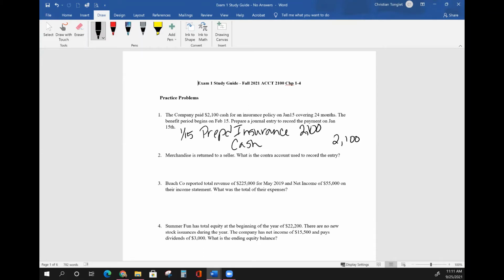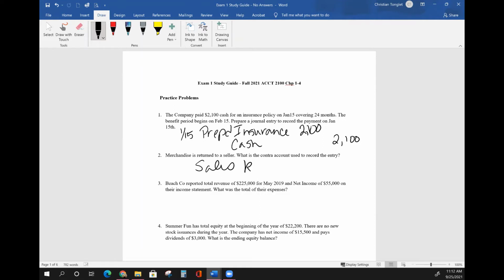Okay, so if we have merchandise that's being returned to the seller, we talked about contra asset accounts and contra revenue accounts. We talked about two different ones. This particular one, we're talking about merchandise that was being sold, and that's being returned. So that's on my sales end. So the contra account for this particular account is your sales returns and allowances.